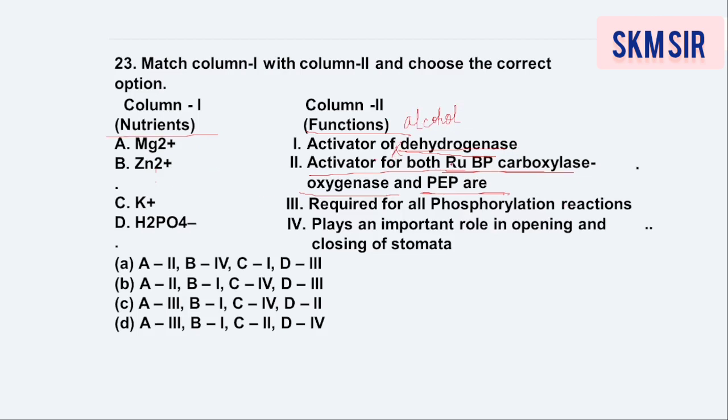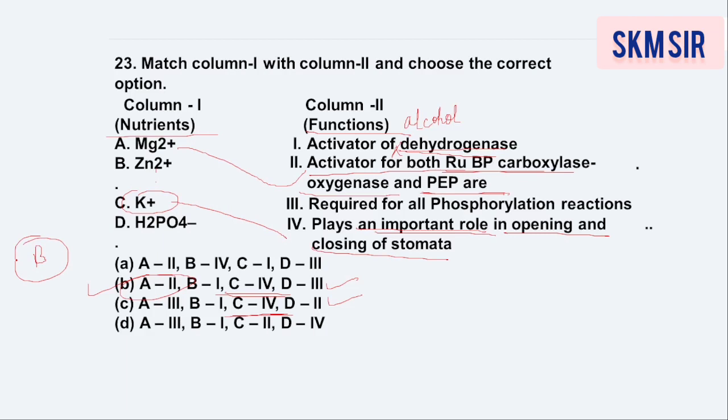Coming to the next, that is potassium. It is actually required for the important role in opening and closing of stomata. So it is C K4. And when you see the options, C K4 is only present in option B and C. And for magnesium, it is the second option, that is A2, and option B goes to correct. So we choose option number B for the 23rd. That is the correct option, option B.